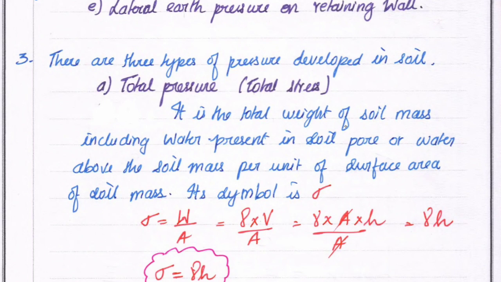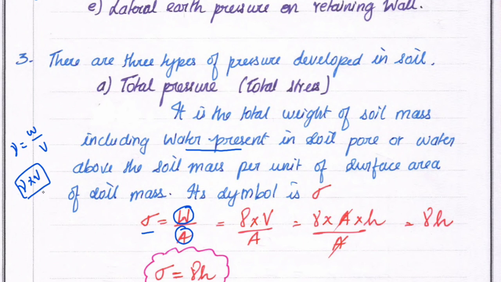It is the total weight of the soil mass, including the water present in the soil pores or water above the soil mass, per unit area. Now we know sigma, that is stress, equals load by area. So that is weight divided by area. Now we take gamma, the unit weight, times volume. Weight is unit weight into volume, because gamma equals weight by volume. So weight equals gamma into volume.